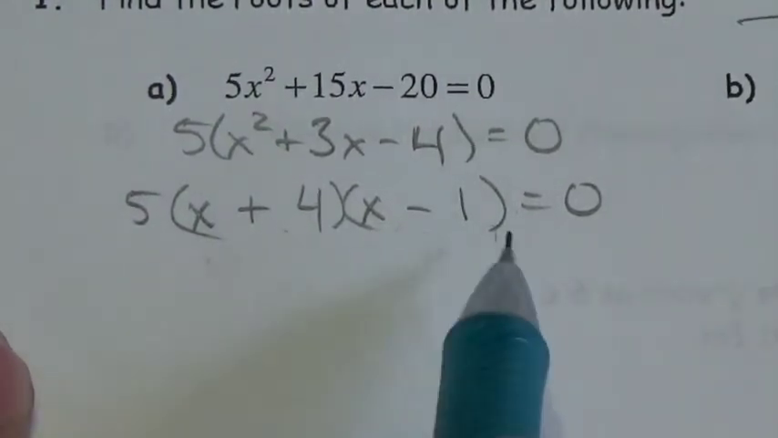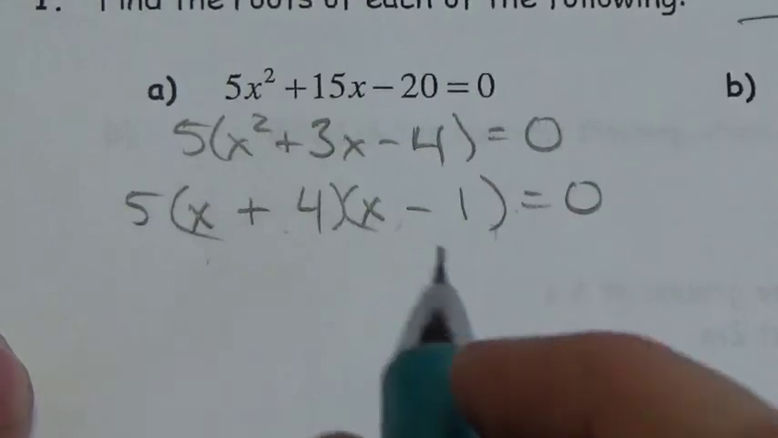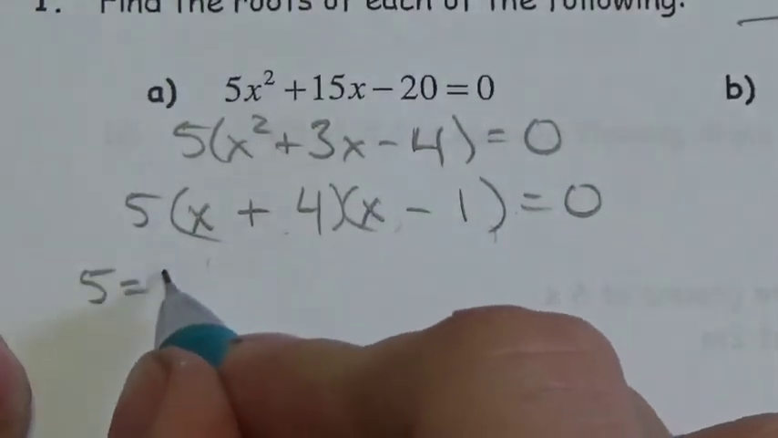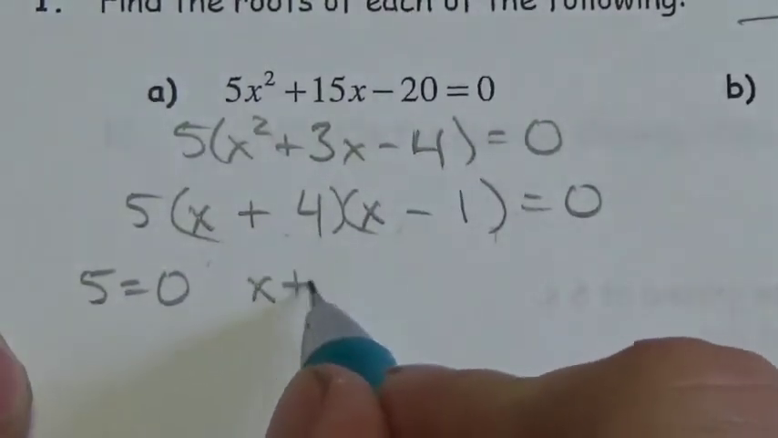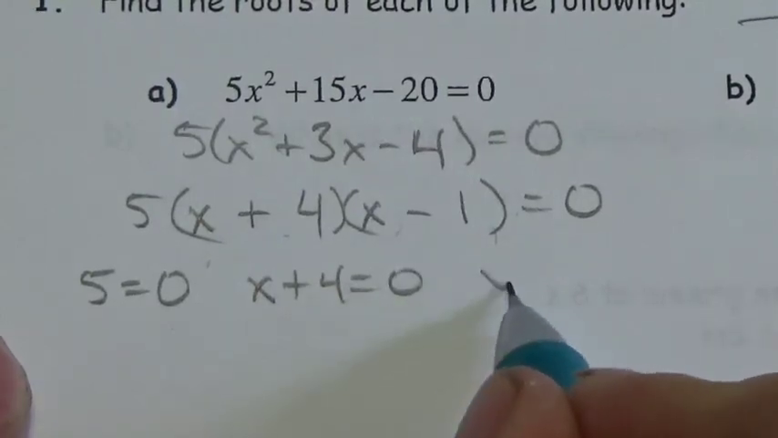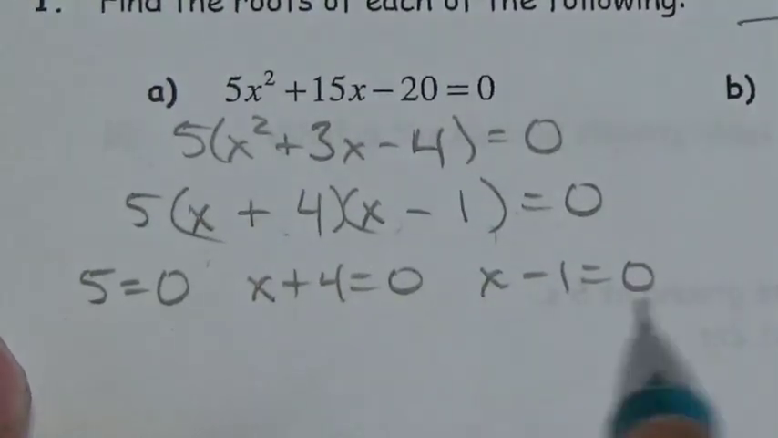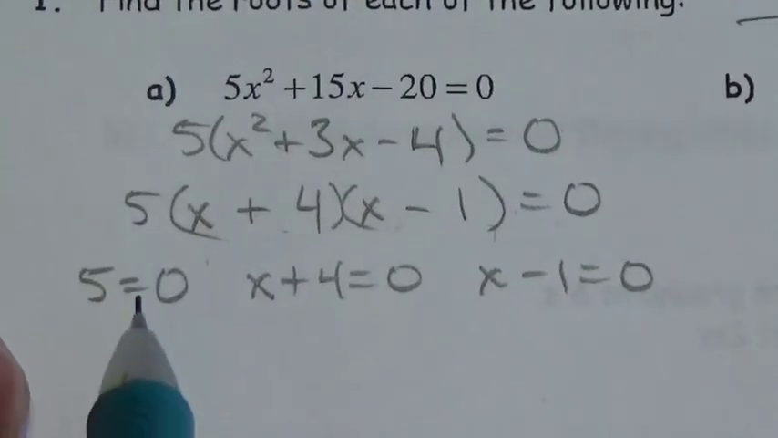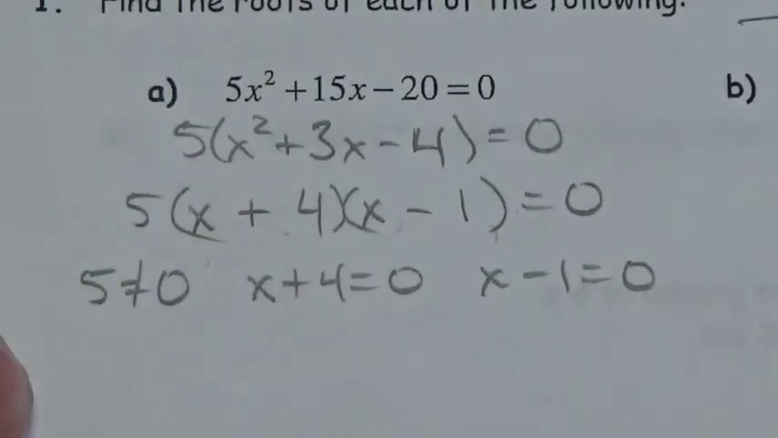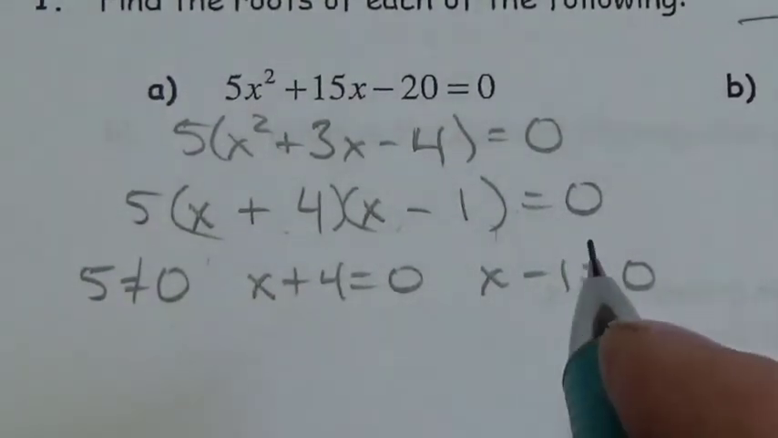I've got 3 factors multiplied together giving me 0. Now that means either the 5 is equal to 0, x plus 4 is equal to 0, or x minus 1 is equal to 0. They're not all 0 simultaneously. And this one here makes absolutely no sense. 5 does not equal 0, so that's a done deal.